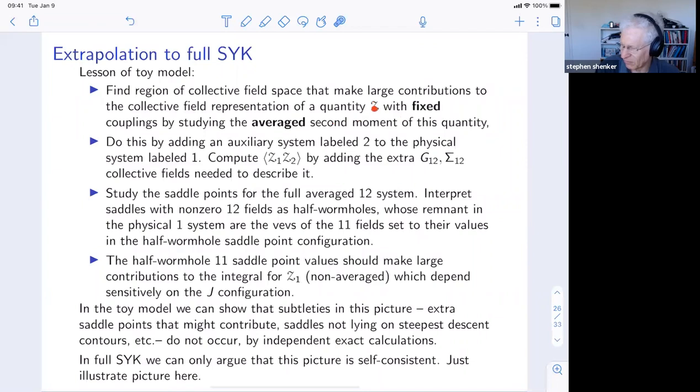That could be Z left, Z right, or Z left with fixed couplings. And you do it by studying the average second moment of this quantity. You add an auxiliary system, what's called not prime but 2, and a physical system 1. You compute Z1, Z2, and you have to have these fields that couple physical to auxiliary. You study the saddle points of the full average 1-2 system. And you interpret the saddles with non-zero 1-2 fields as half wormholes, whose remnant in the physical 1 system are the vevs of the 1-1 fields set to their values in the half wormhole saddle point configuration.